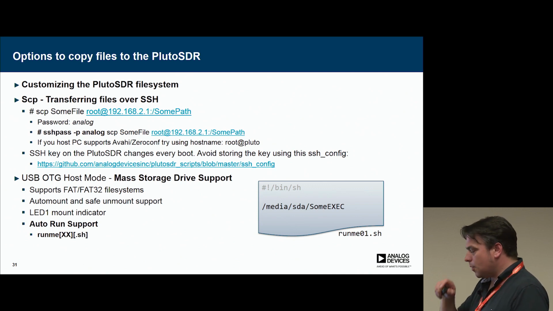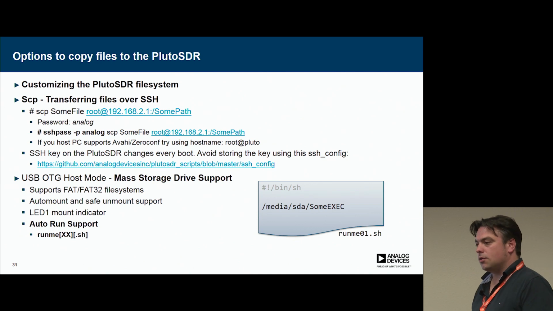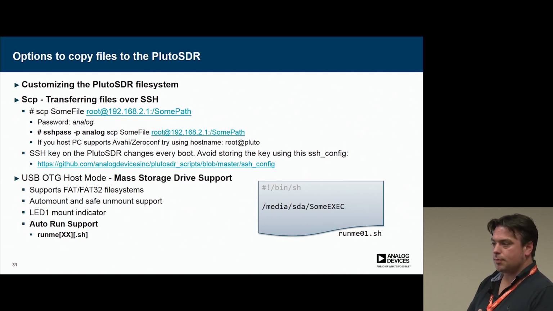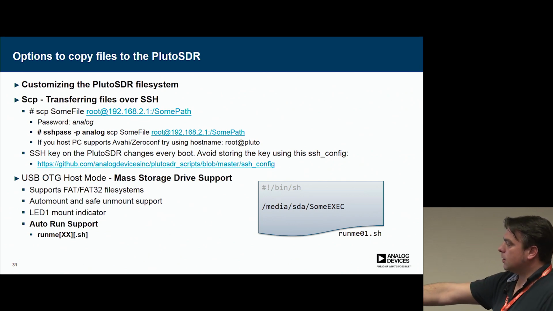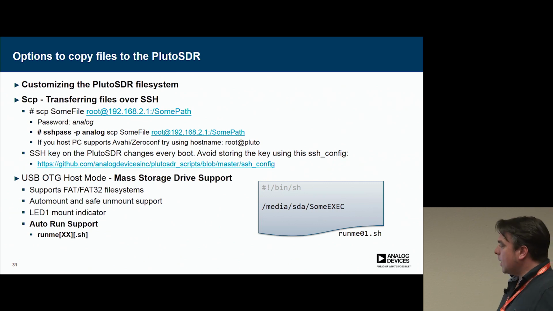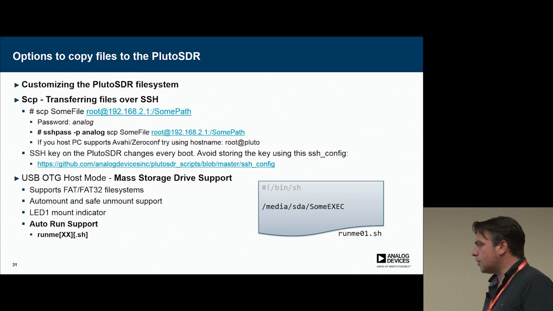The other thing is you can plug in a thumb drive. You copy your application to that thumb drive, and then there is a mechanism: as soon as you plug in a thumb drive, it automatically gets mounted. There's an automounter, and then there's a script that runs on the Pluto that looks for files named like runme, some number, and those files are executed. So you can type in shell commands. It's a bash or shell script, so you can run lots of different things in there.